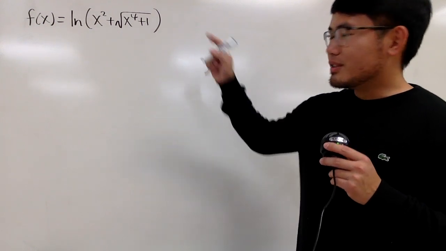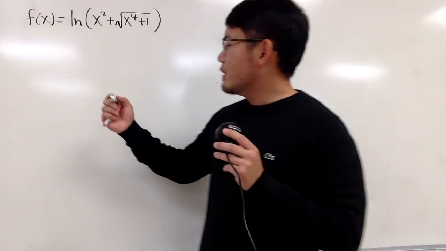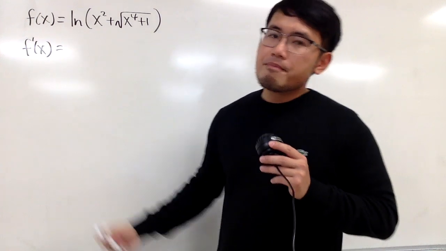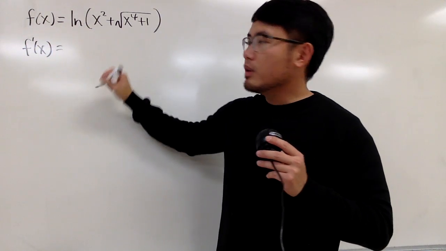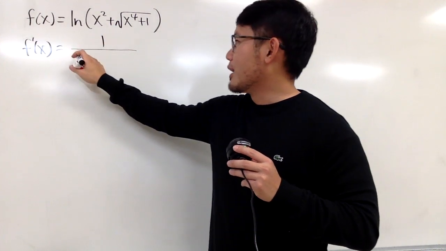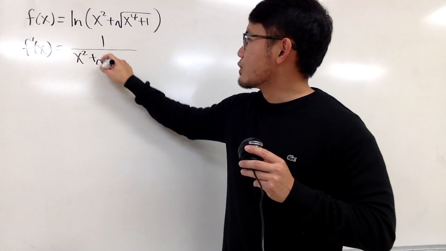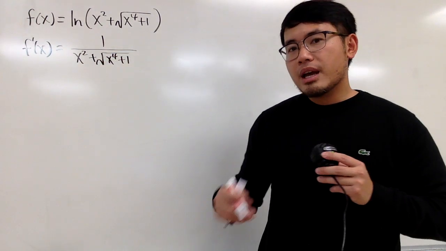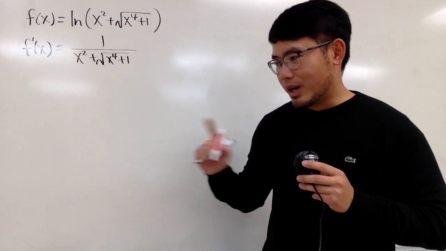Alright, we are going to differentiate this function right here, and let's get to work. First, I will just write down f prime of x for the derivative, and then when we differentiate ln of something, we first have 1 over the inside right here in the denominator, right? So we have x squared plus the square root of x to the fourth power plus 1, like this. And now, this is not it, we have to use the chain rule.